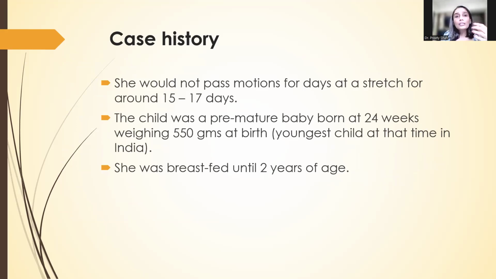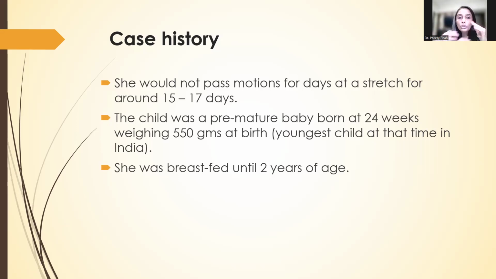So she said that this child would not pass stool for 15, 17 days at a stretch. And they had to do severe things. They had to take her to the hospital. They had to do a lot of things for her constipation. And since her birth, this has been a problem. Because she was a premature baby, born at 24 weeks. She was like the youngest child at that time in India, 550 grams. That's all she weighed. So everything for her was difficult, as you can imagine, right? 24 weeks, it's too early, too soon.